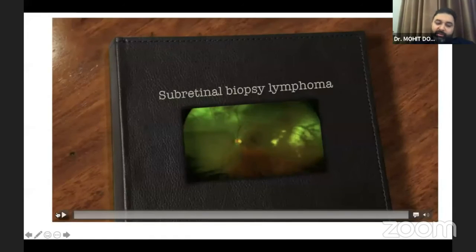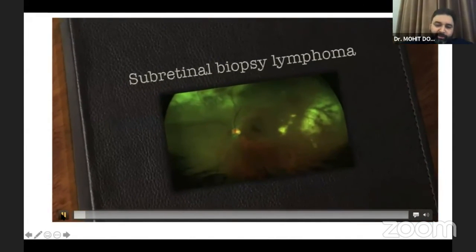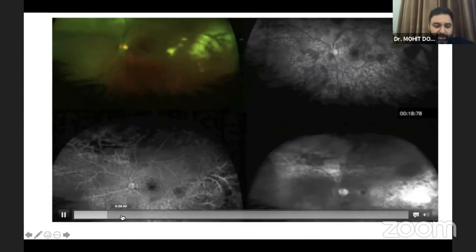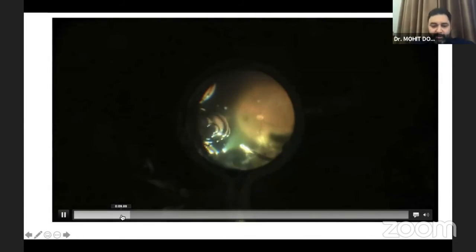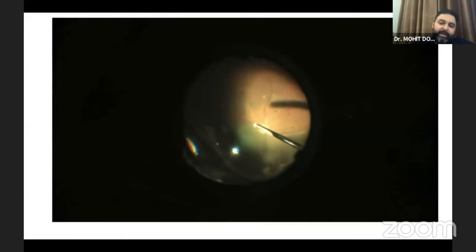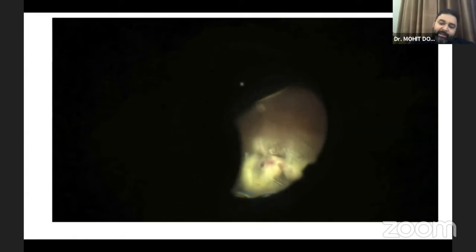And this patient, with the clinical diagnosis of a lymphoma, was taken up for vitreous biopsy and subretinal biopsy of the lymphoma. So that's what we had. That's what the patient had. This is what we did. The biopsy began under air infusion to get an undiluted vitreous sample.